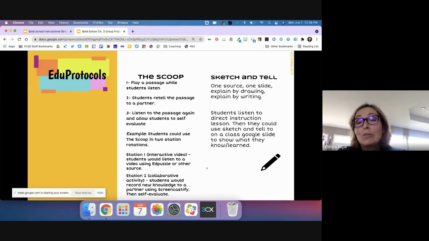The next protocol is sketch and tell, and that is where you have one source, you have one slide, and you explain what you learned by drawing, or you explain with a drawing, and then you write about it. So students could listen to a direct instruction lesson, and then they could use sketch and tell on a class Google slide to show what they know or learned.